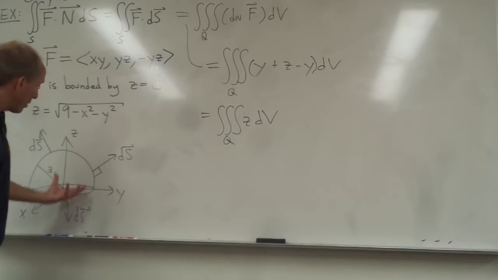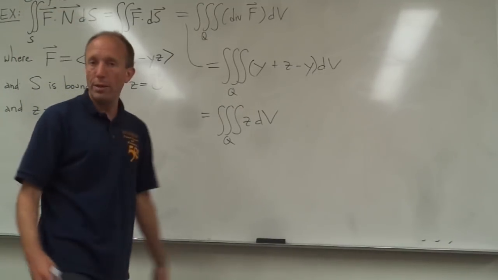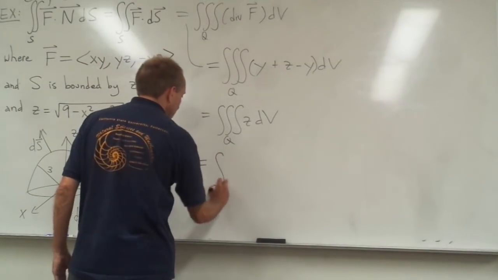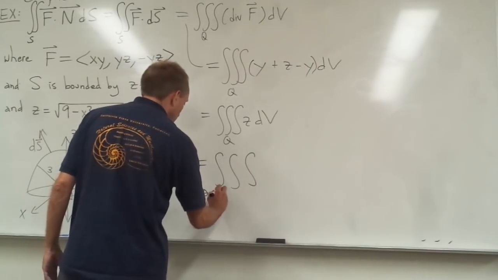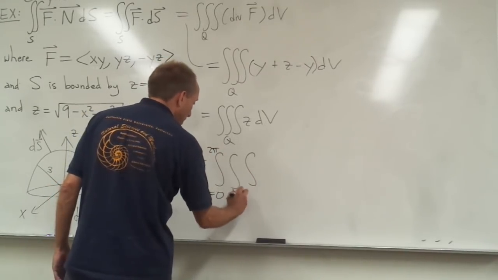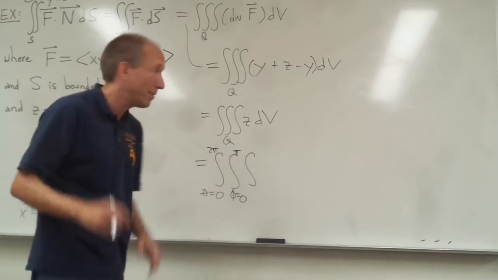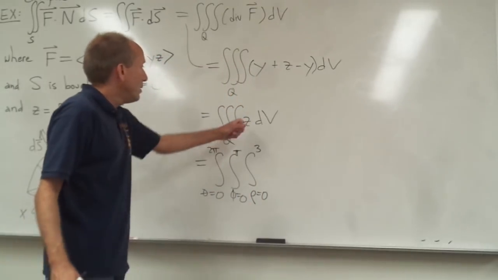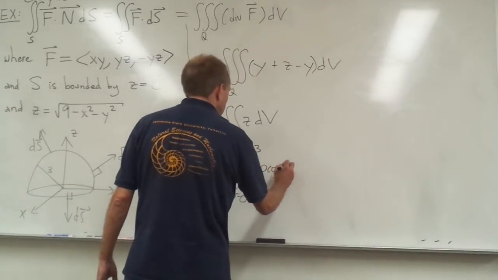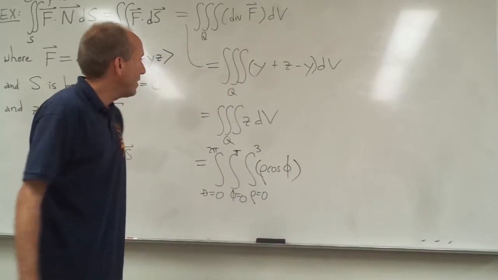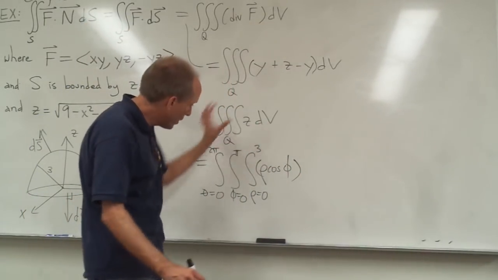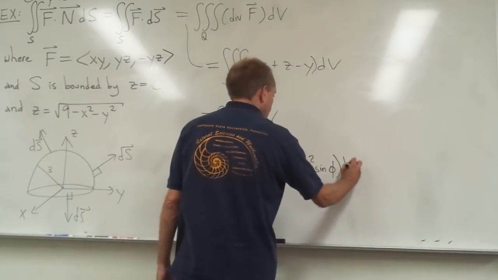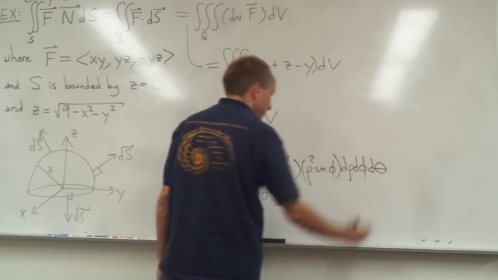Now, this is integrating over a hemisphere. So the natural choice of coordinates to use for this is going to be spherical coordinates. So let's try to set it up in spherical coordinates here. Theta, of course, would go from 0 to 2 pi. Phi would go from 0 to pi. We're doing the whole entire sphere, right? The sphere has a radius of 3, so rho will go from 0 to 3. Z, if you remember, is rho cosine of phi. Okay? And then the Jacobian for converting to spherical coordinates right here is rho squared sine of phi. And then we have d rho, d phi, d theta. Okay?